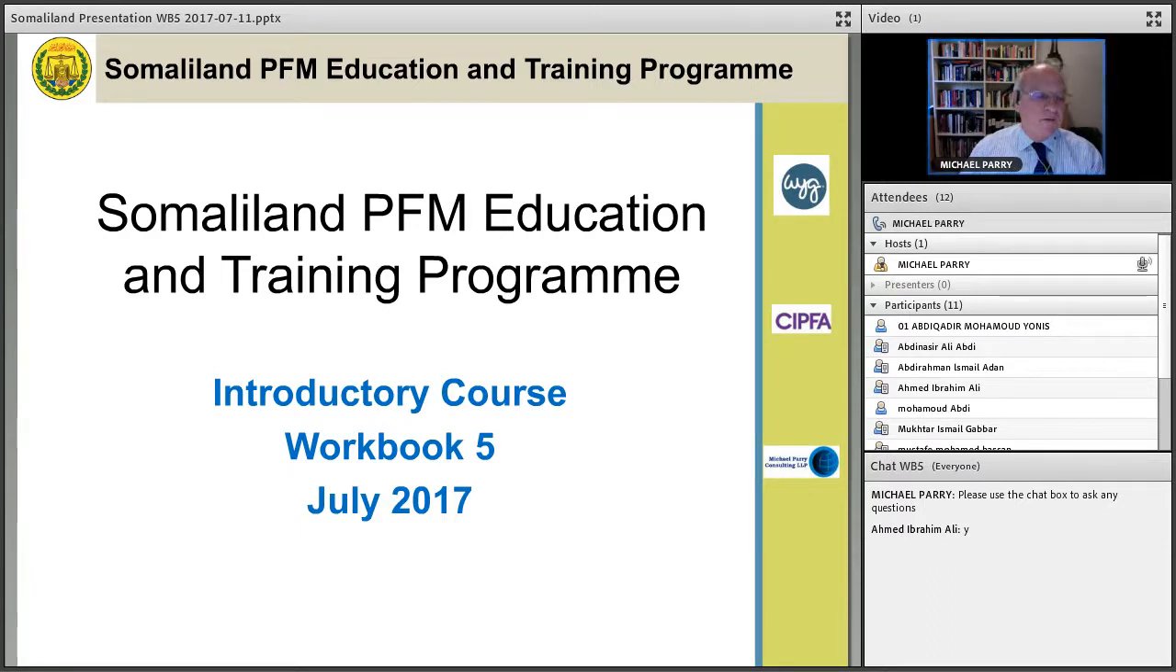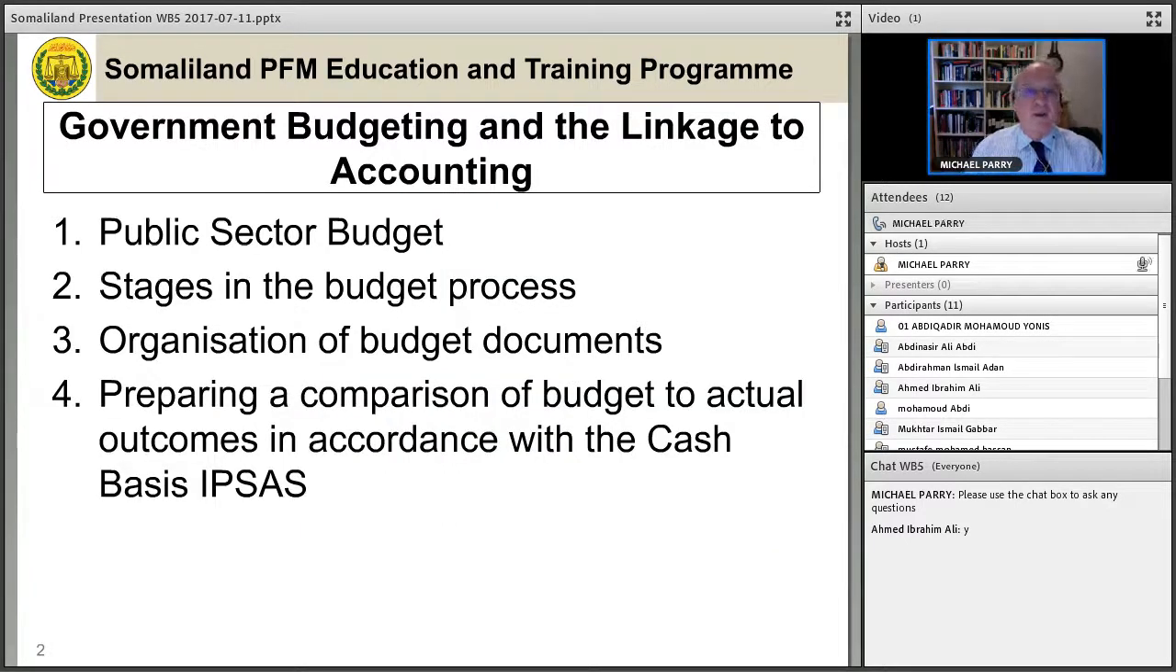Workbook 5 is in fact the last stage. It's not a very big workbook. Compared to Workbook 4, there is less material for you to learn in it. It's about government budgeting and the linkage to accounting. Quite a lot of that has already been discussed, but this will finish and complete that.